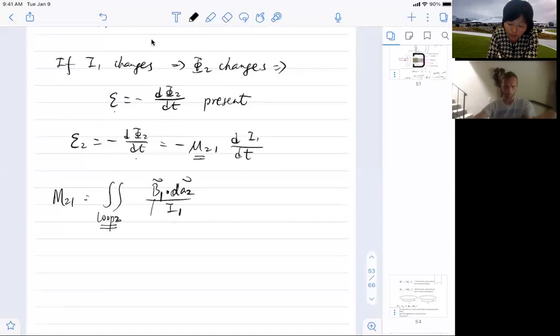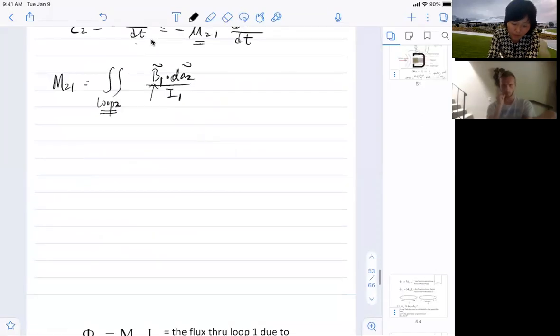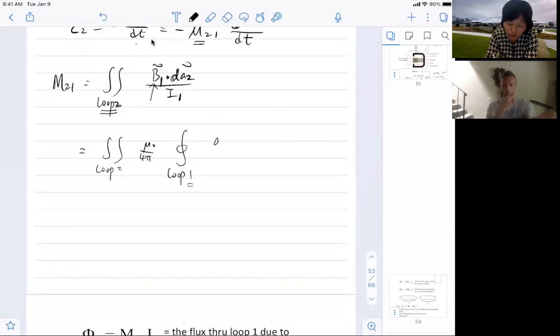And you can plug in B. We got B is this, you can plug in B. Mu naught over four pi is a constant. So B is another integral over loop one, this is produced by loop one, dL1, and B will have a current I1. So I1 cancels, leaving only dL1 cross curly R over R squared dA2.